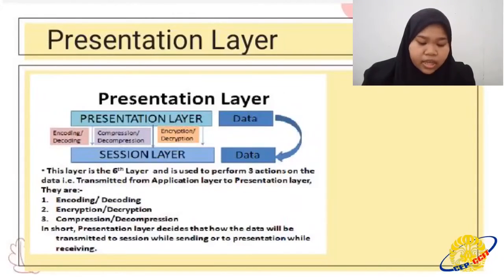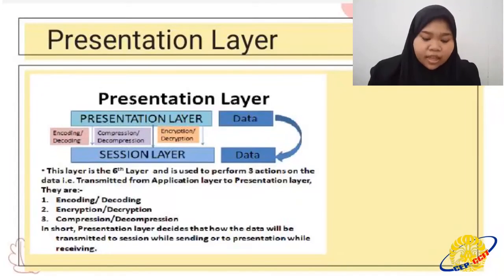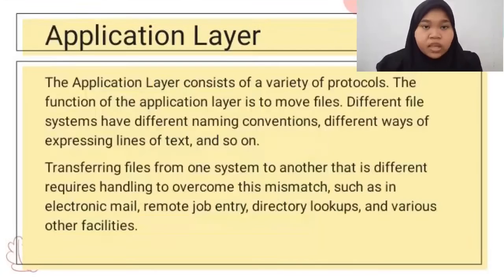Presentation layer. This layer is the sixth layer and is used to perform three actions on the data transmitted from the application layer to the presentation layer. They are, first, encoding or decoding; second, encryption or decryption; third, compression or decompression. In short, the presentation layer decides how the data will be transmitted to the session layer while sending, or to the presentation layer while receiving.